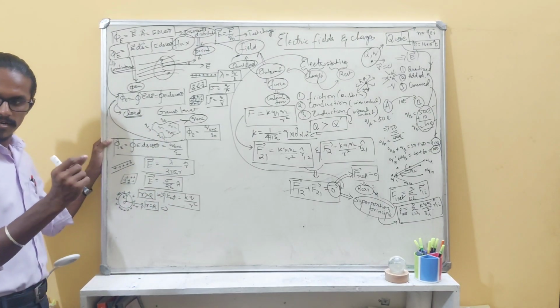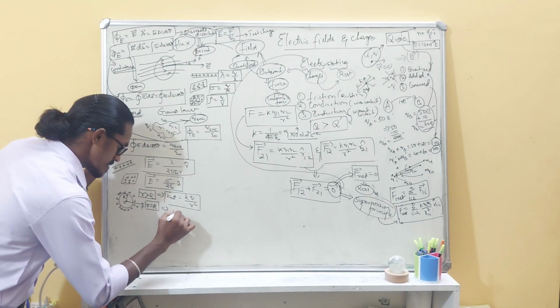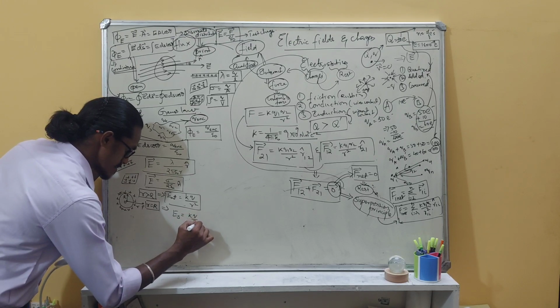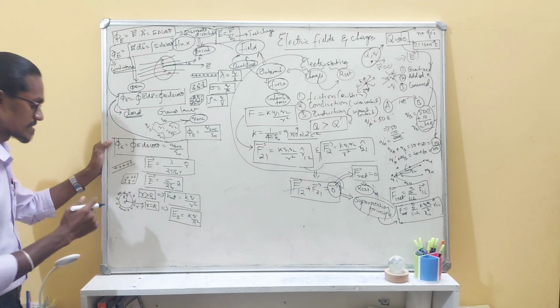that is, if your distance is equal to the radius, we are calculating the electric field on the surface. E of S is kQ divided by R square. So this is the electric field on the surface of the sphere.